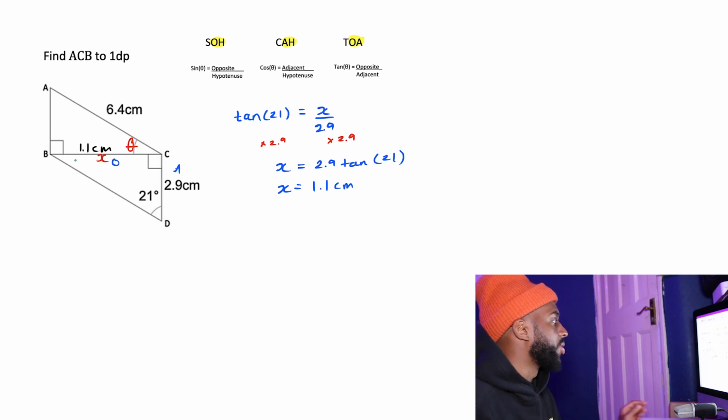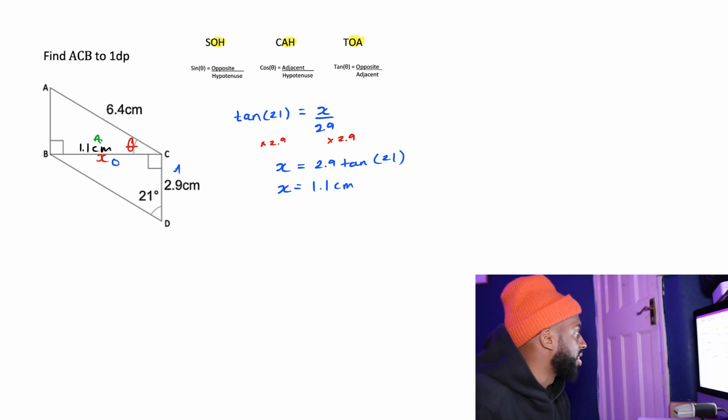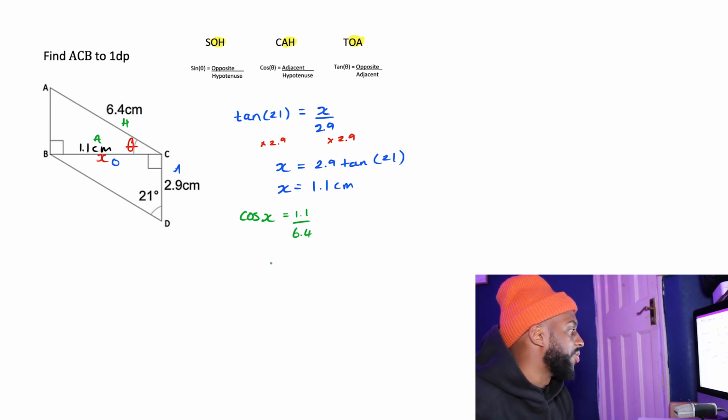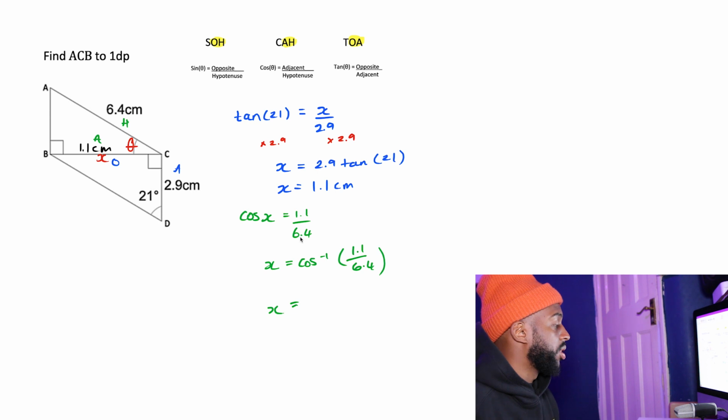So if we look at this above triangle now, we have our adjacent side and we have the longest side, the hypotenuse. So A and H, we're going to use cos. So I'm going to set up cos, and theta, I'm just going to put X. So cos X equals adjacent over hypotenuse, so 1.1 over 6.4. And like the previous question, we need to use the inverse of cos, and then we're going to type in our fraction. And that gives us 80.1 degrees.